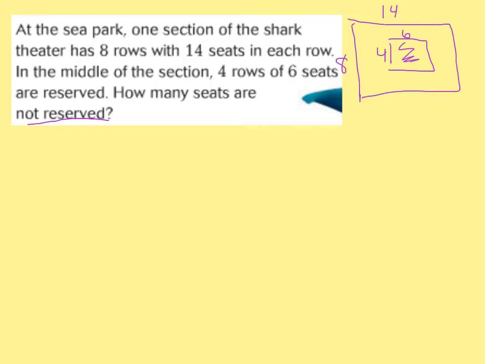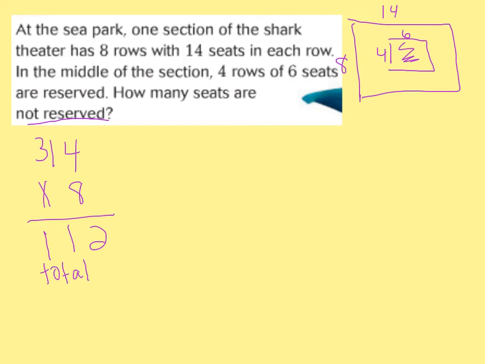In order to do that, we must think. First, what do we want to know? We want to know how many seats are not reserved. Then, what information do we need? We have the total number of seats, so that is 14 times 8. So we have 112 seats total. This is our total.